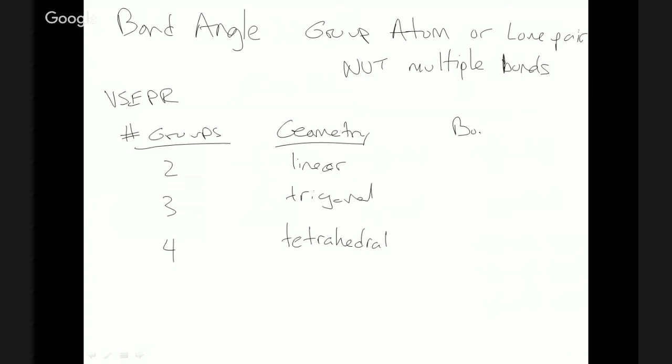And then finally, the bond angle that corresponds to each of these shapes is 180 degrees, 120 degrees, and 109.5. These numbers should essentially become memorized. 109.5 is a number you should tuck away. And this is 3D. Okay, that's really important.